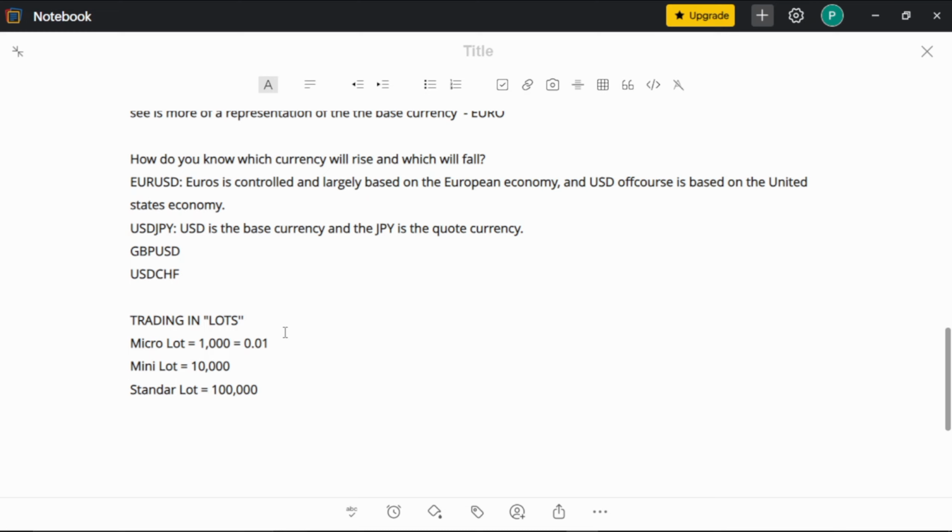is the micro lot size that you input when you want to trade with micro lots, right? And then you have mini lots as 0.10. Okay? And then you have a standard lot as 1.00.